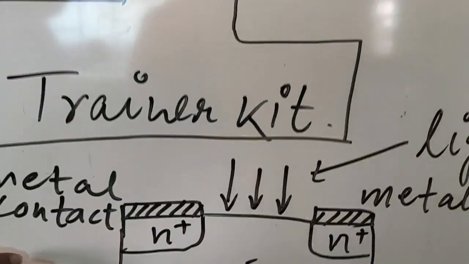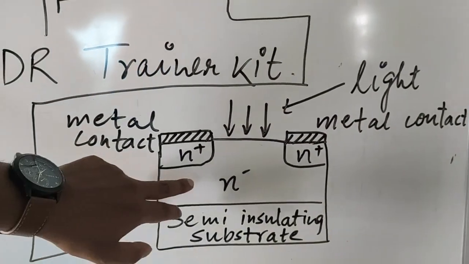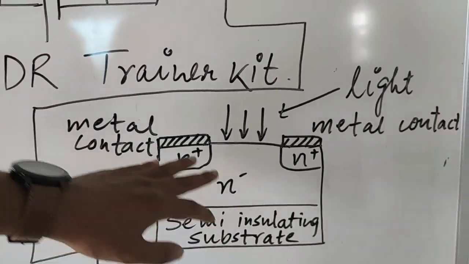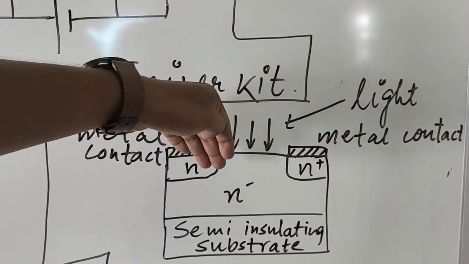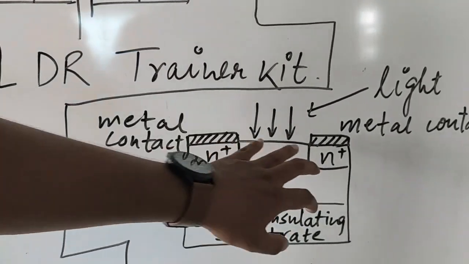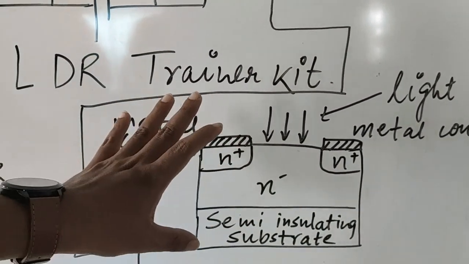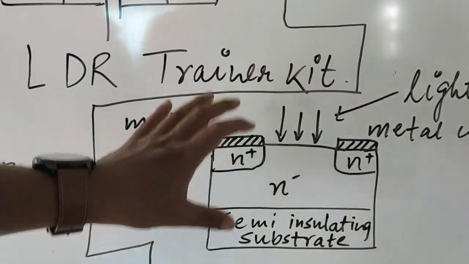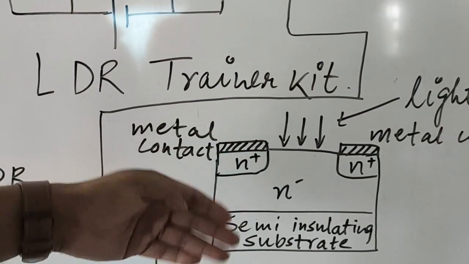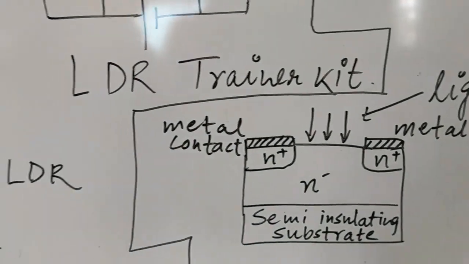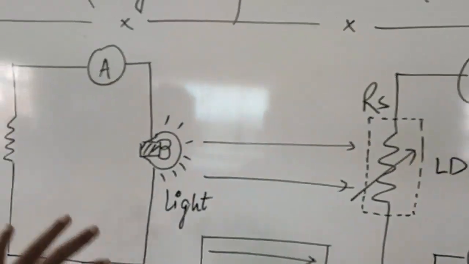You can see this one. This is a semiconductor semi-insulating substrate, and whenever light falls, N plus N minus is there. This is metal contact, so no PN junction is there. Whenever light falls, depending upon the intensity of light, the resistance changes as the electron energizes and moves from valence band to conduction band. This is the whole circuit of LDR.